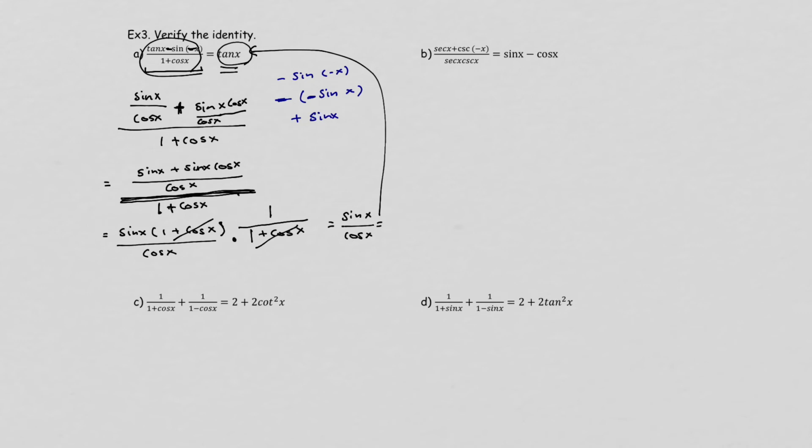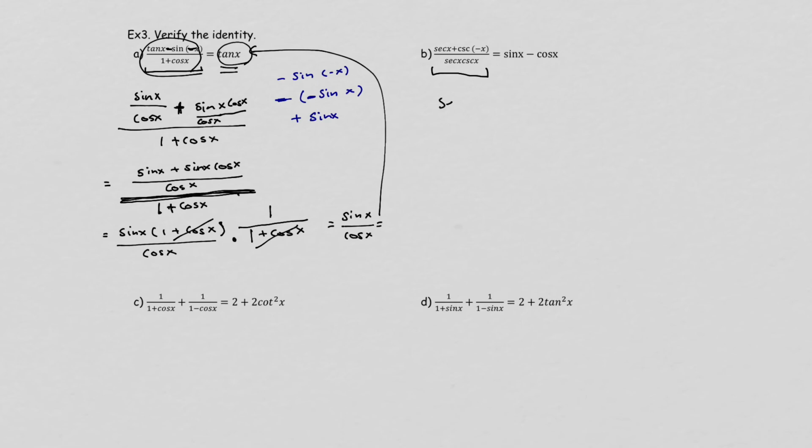Let's see if we can do problem B. It's a similar problem, so if I start with the left side again, I have secant x minus cosecant x over. So what I can do is separate this into two fractions. Why? It looks like I have two terms on the other side, right?